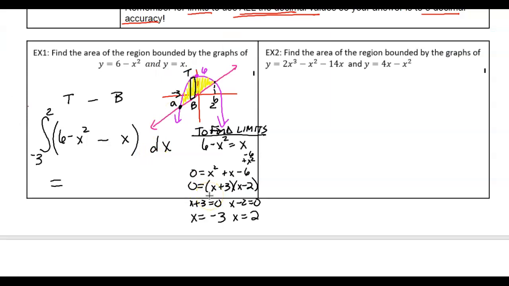So you're going to go to the math button. And this, remember, is only when it's between two curves. We will have to do this for volume as well. You're going to do number 9, which is FNInt. Okay, and then you'll hit enter.